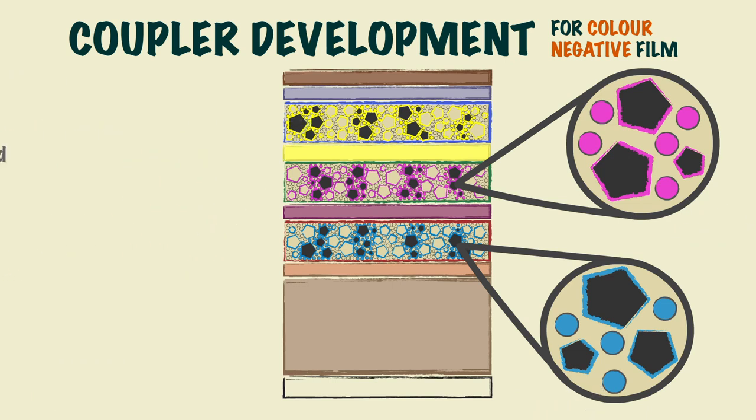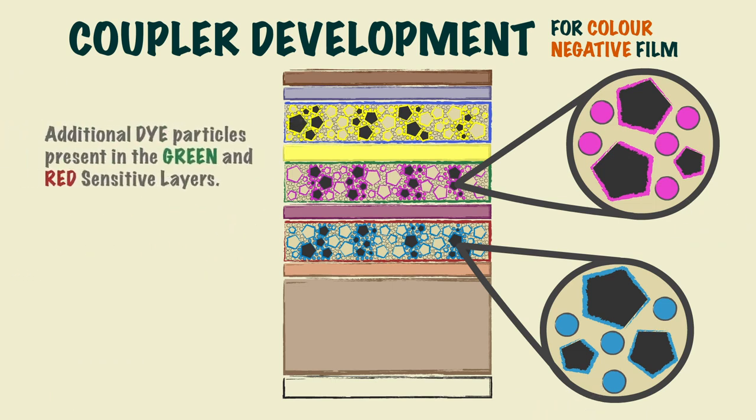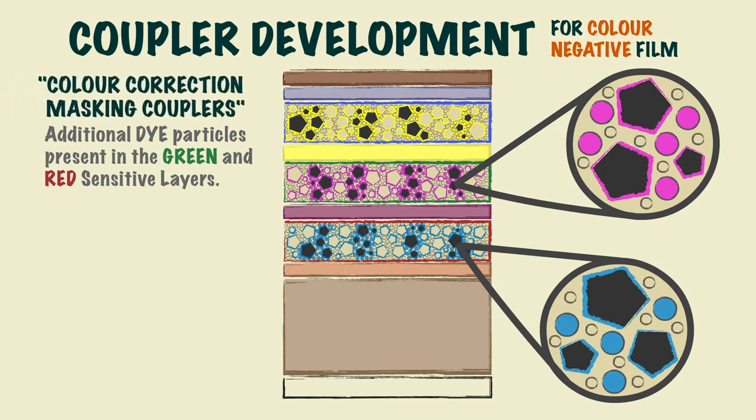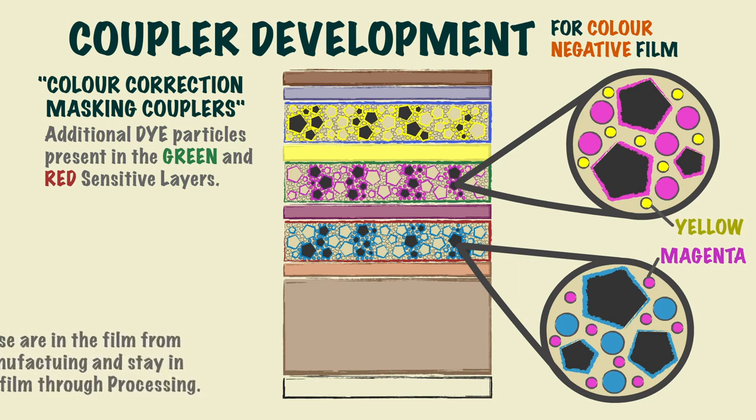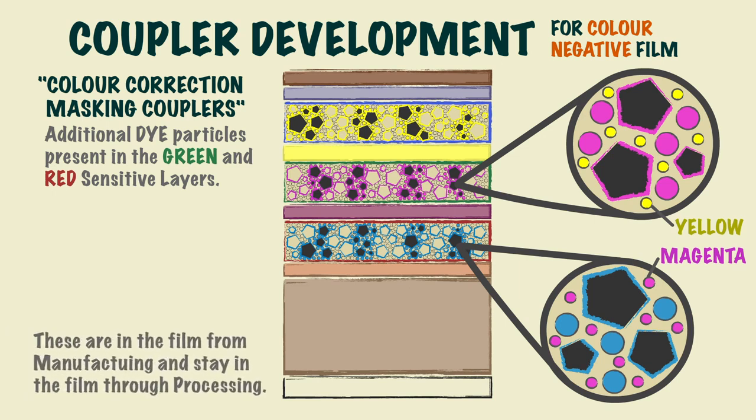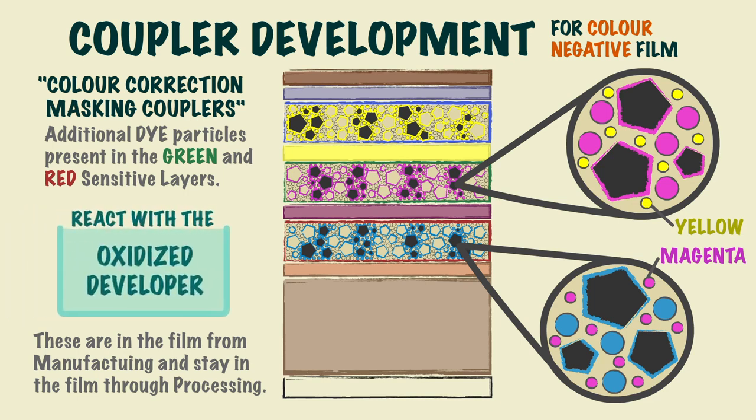Also for negative emulsion, there are additional dye particles present in the green and red sensitive layers. These are known as colour correction masking couplers. The green sensitive layer has yellow masking couplers, and the red sensitive layer has magenta masking couplers. These are in the film from manufacturing and stay in the film through processing, unless they are near the exposed silver halide, in which case, similarly to the imaging couplers, they react with the oxidized developer and change colour.